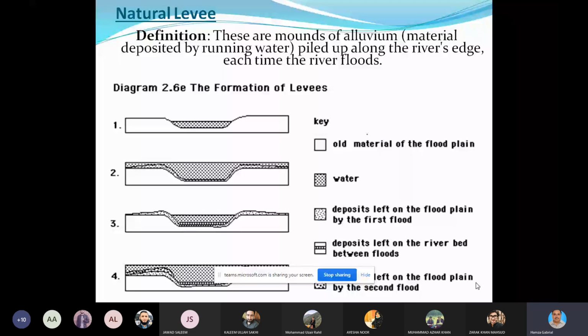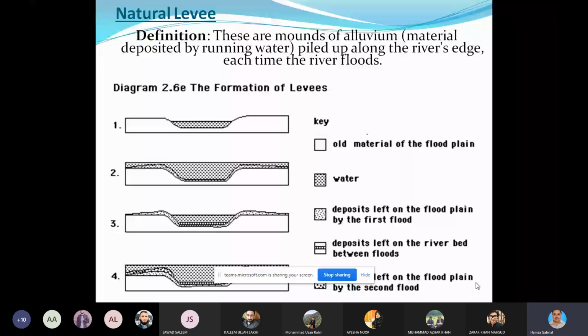And year by year, when the river is in flooding stage, each time a fresh layer will be deposited, and in this way, with the passage of time, there will be sufficient accumulation of this alluvium material, and the bed and the floodplains will increase each year.